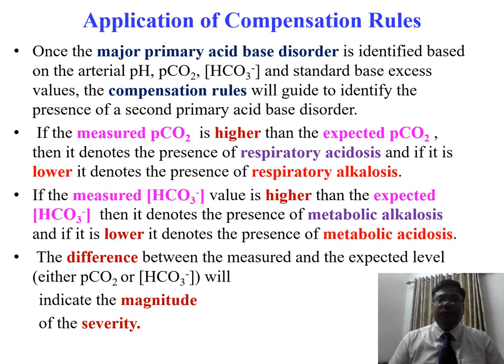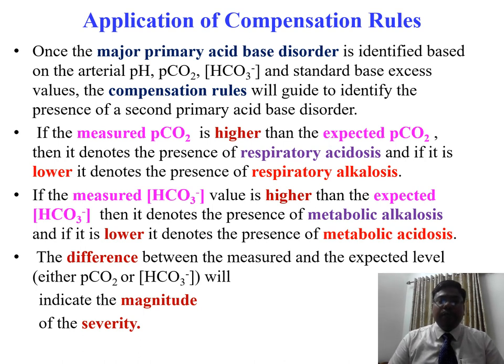Application of compensation rules. Once a major primary acid-base disorder is identified based on the arterial pH, PCO2, bicarbonate, and standard base excess, the compensation rules will guide us to identify the presence of a second primary acid-base disorder. If the measured PCO2 is higher than the expected PCO2, then it denotes the presence of respiratory acidosis. And if it is lower, it denotes the presence of respiratory alkalosis. The expected PCO2 is calculated using the compensation rules.